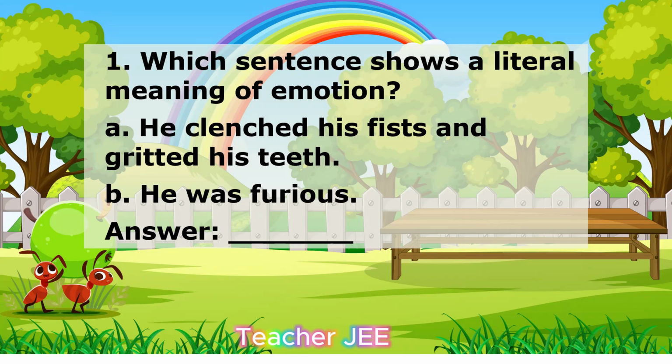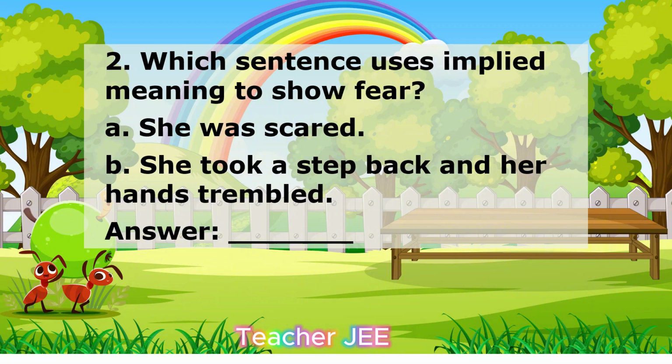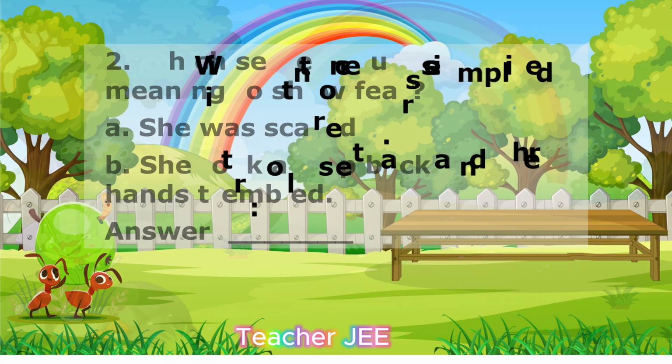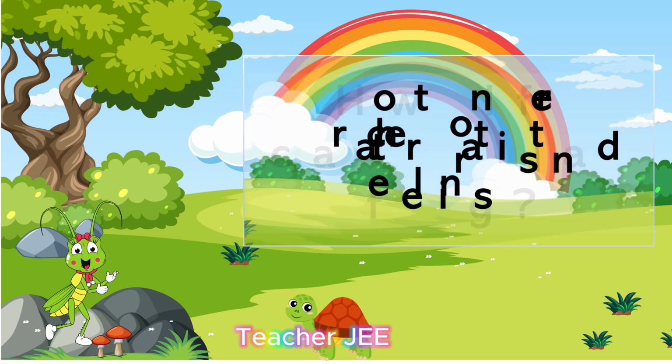Which sentence shows a literal meaning of emotion? A. He clenched his fist and gritted his teeth. Or B. He was furious. You can write your answer or share your answer with your classmate. So for number 2 and other numbers, just pause the video to read and answer. Write the literal and implied versions.